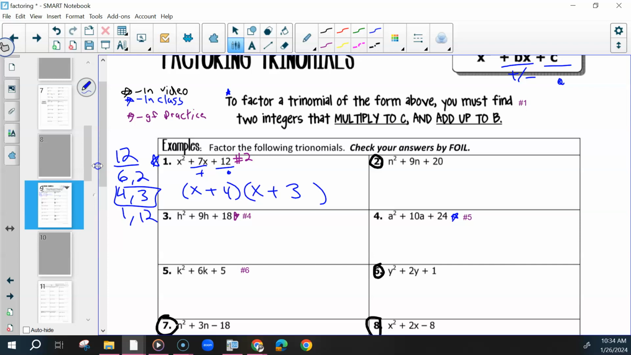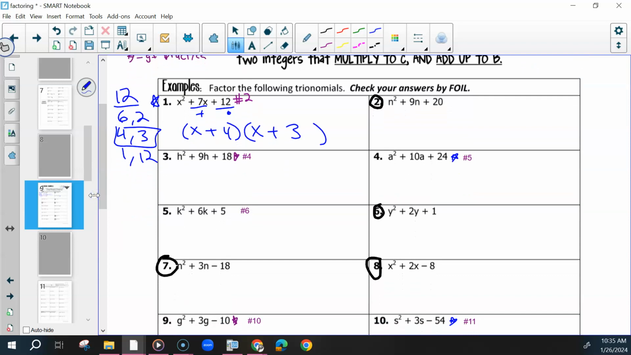If you want to check your answer, you can distribute like we've been doing, and you should get that trinomial from before. Do we have questions on that one before we continue? Okay, let's do another one where we're adding.